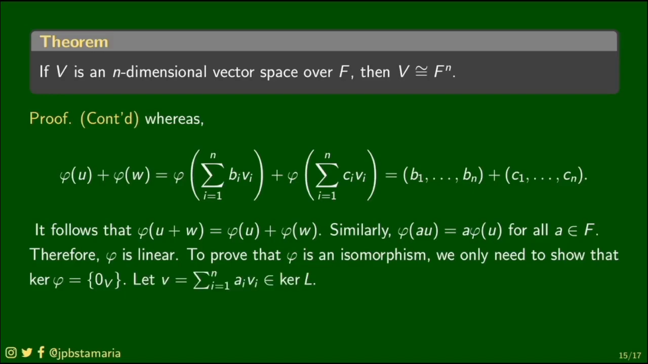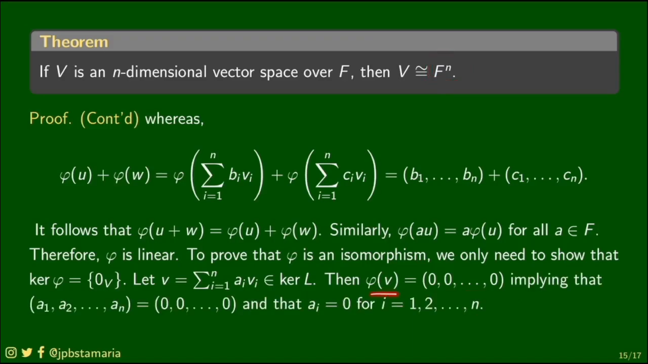So let v be in the kernel. Because v is an element of V, you can write it as a linear combination of the vi's, with scalars a_i. Because v is in the kernel, of course phi of v is the zero vector in the arrival space. The zero vector is this 0.